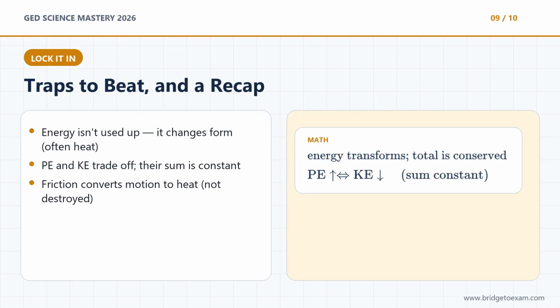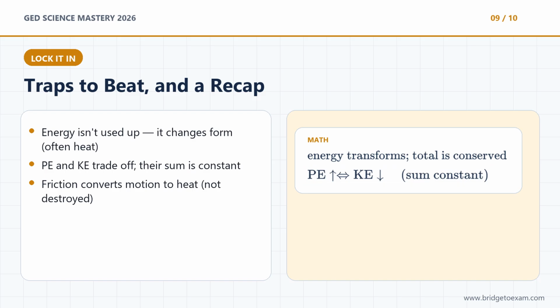Let's lock in the traps. 1. Thinking energy gets used up. No, it is not destroyed. It changes form, often into heat. 2. Thinking potential and kinetic energy are both highest at once. No, as one rises, the other falls, and their sum is constant. 3. Thinking a still object has no energy? No, a raised object has stored potential energy even at rest. 4. Thinking friction destroys energy? No, friction converts motion energy into heat.